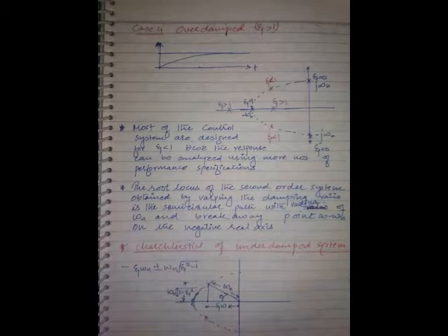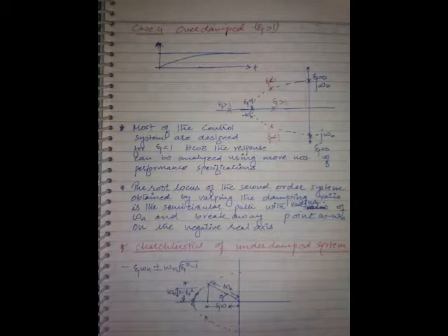Now we have case 3, which is called the critically damped case. In a critically damped case, we put the value of zeta exactly 1. If you put zeta 1, this term will not be there. The roots are repeated. At what value are the roots repeated? Minus omega n. So you will have two roots at the minus omega n point, for zeta exactly equal to 1.